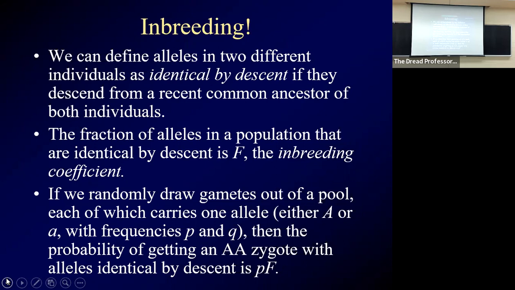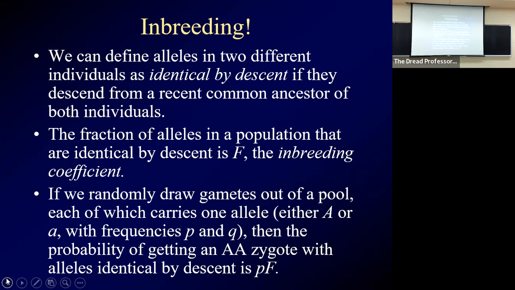And if I'm randomly pulling gametes out of a pool, the probability of me pulling out, let's say, a capital A egg is P, if we let P be the frequency of big A alleles. The probability of my pulling out a sperm that's identical by descent to the one that the egg already has is capital F.